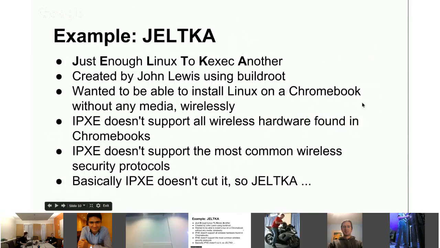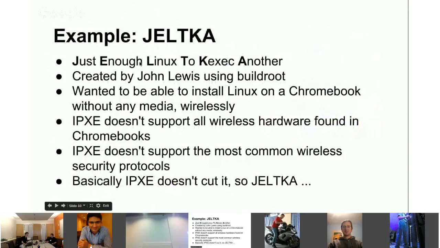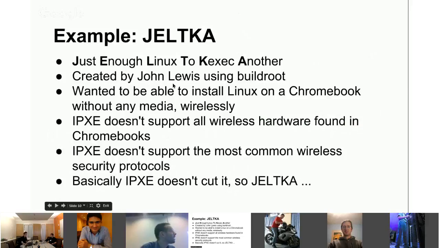So I'm going to take a moment to talk about JELTKA. JELTKA is just enough Linux to kexec another. It follows this boot path: coreboot, and then this whole thing is JELTKA itself. And then down here in the fetch stage, it uses Wi-Fi to load a full kernel that installs an OS. This is something that John Lewis came up with a while back.